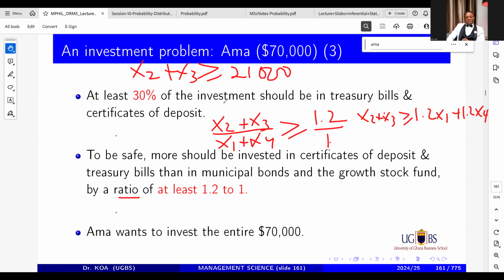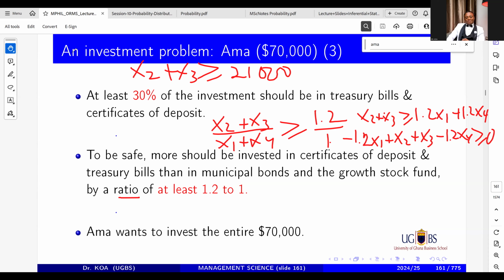So at this stage, you can group like terms and move all of them to the left-hand side. When you do that, the 1.2 X1 comes to the left-hand side, it becomes negative 1.2 X1. The X2 is already there, it's plus, so it's plus X2. X3 is already there, it's plus, so it's plus X3. Then 1.2 X4, when it's moved to the left-hand side, becomes negative 1.2 X4. Then greater than or equal to 0 because everything is on the left. That is how you formulate this one. It's the most difficult of the formulations.